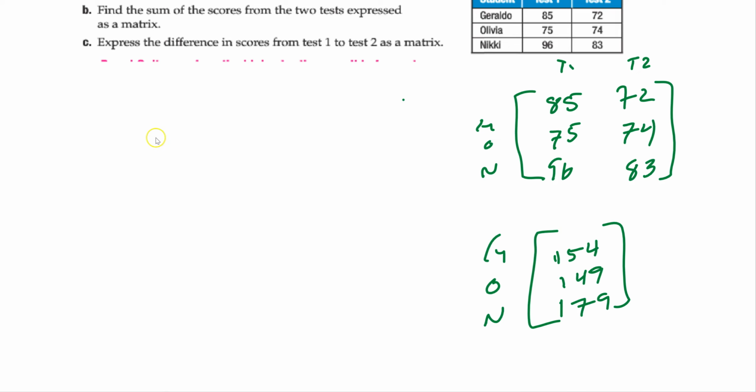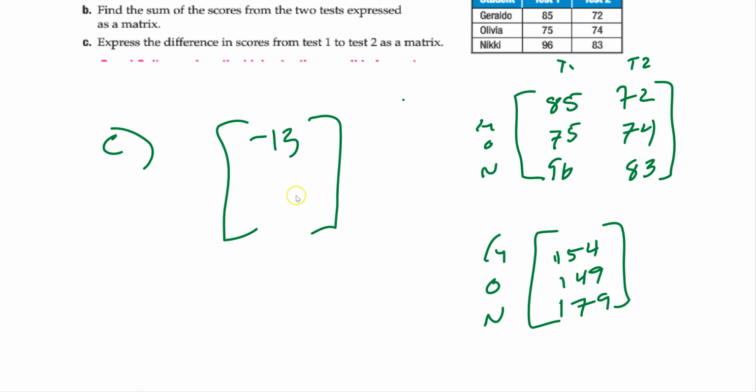And then part C says, express the difference in scores from test 1 to test 2. So let me subtract test 2 from test 1. Okay. So 72 minus 82 is -13, -1, and -13. And that's all they want me to do.